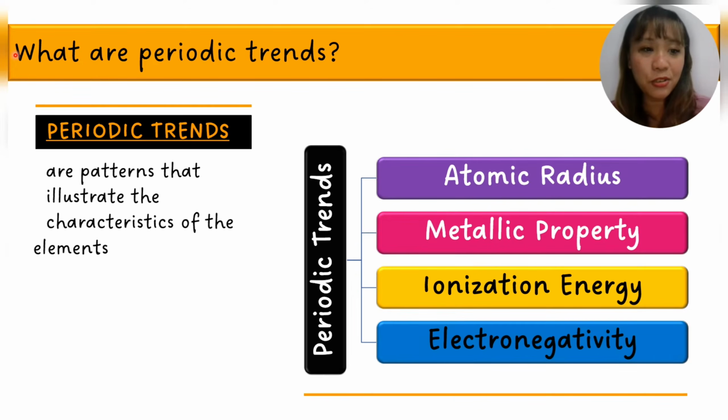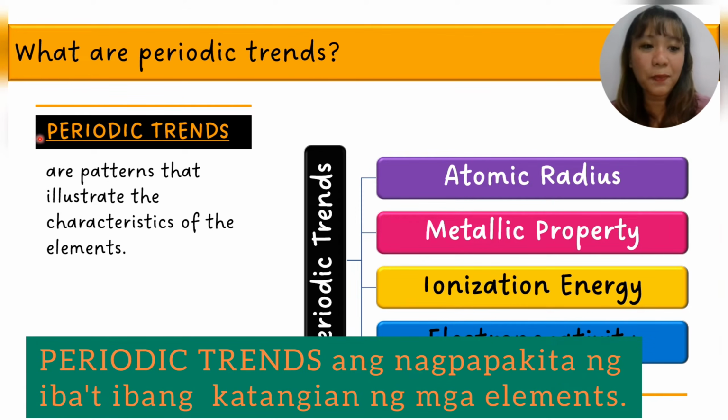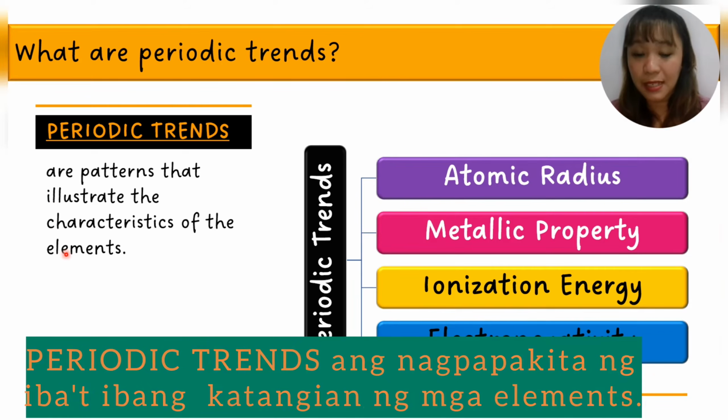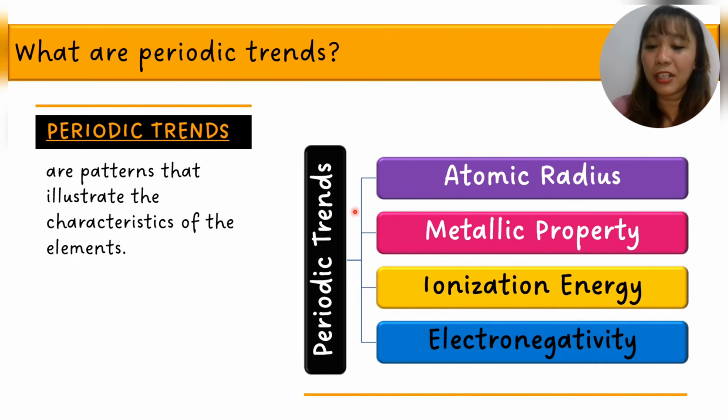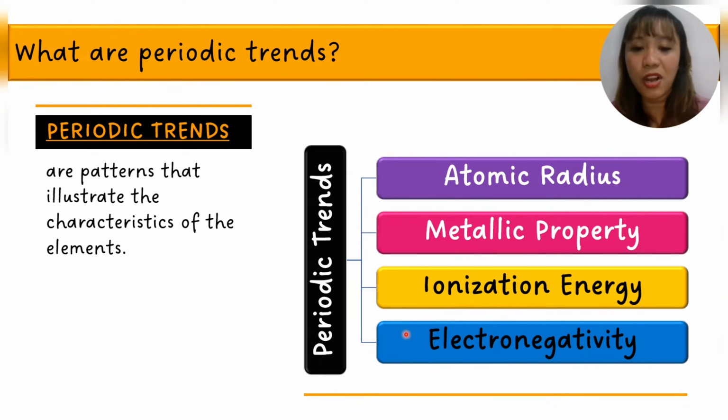What are periodic trends? Periodic trends are patterns that illustrate the characteristics of the elements. There are four major periodic trends: the atomic radius, metallic property, ionization energy, and electronegativity. We're going to discuss the atomic radius and metallic property first.